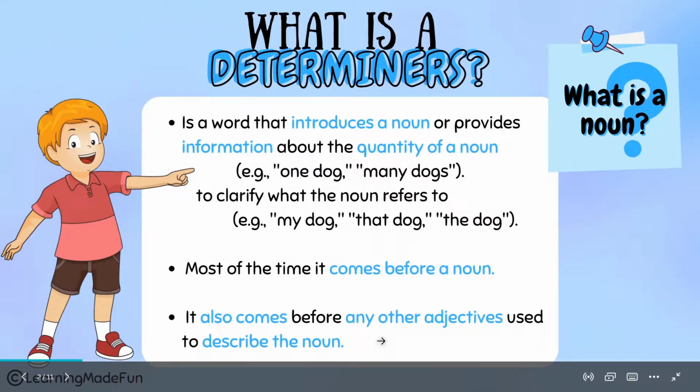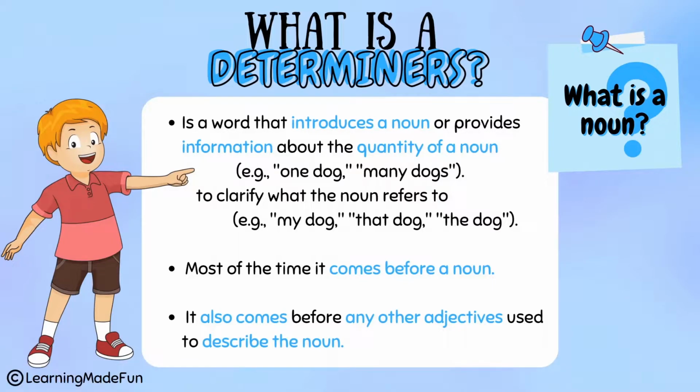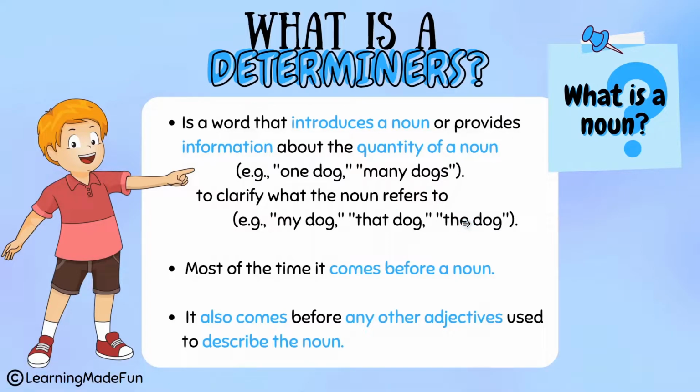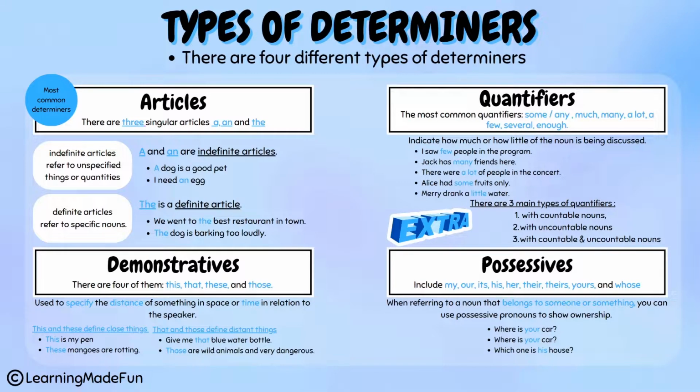So, for example, if there is an adjective small, big, white, red, fat, skinny, then the determiner word would come before it. So it comes before any adjective. And adjectives are words that describe the noun. So there are four types of determiners.